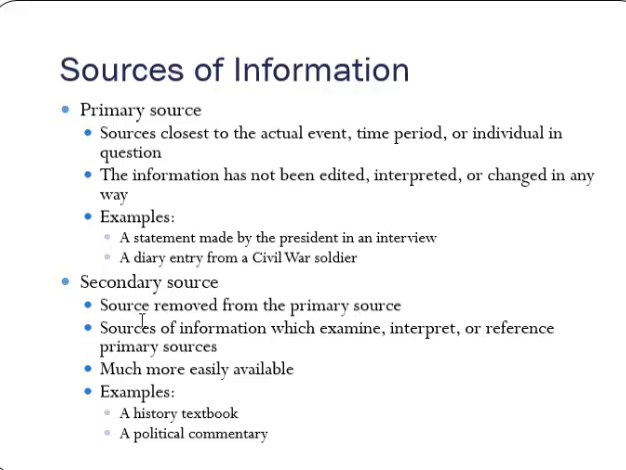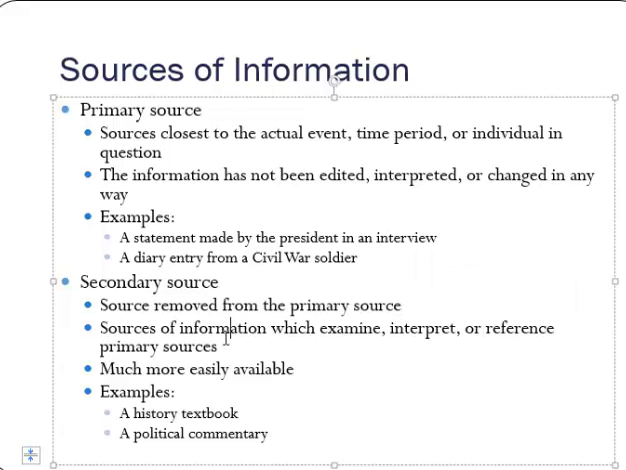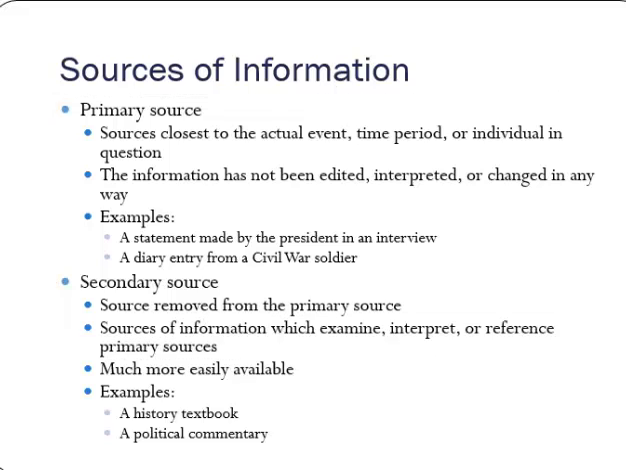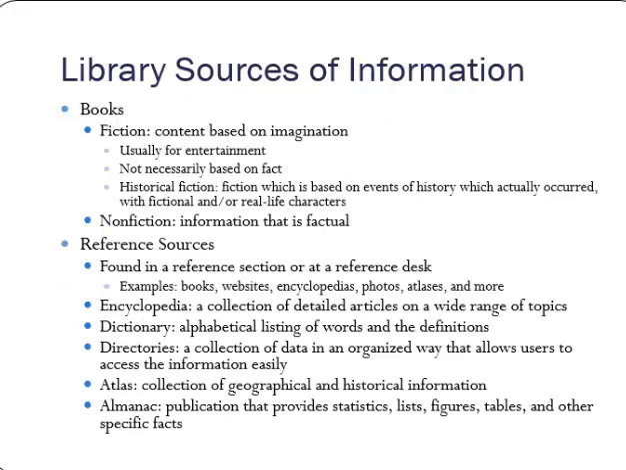A secondary source is something that's removed from a primary source. This is sources of information that examine, interpret, or reference the primary sources. They're much more easily available. They're not necessarily quite as good as a primary source, but certainly they're available and they certainly can be used. A history textbook, a political commentary, an expert's opinions, those are all examples of secondary sources.